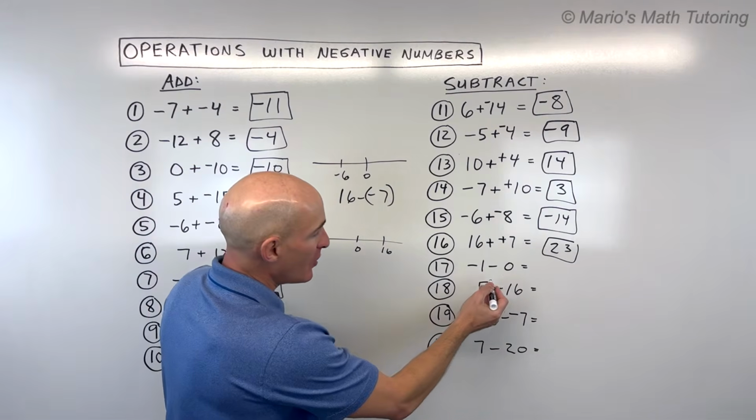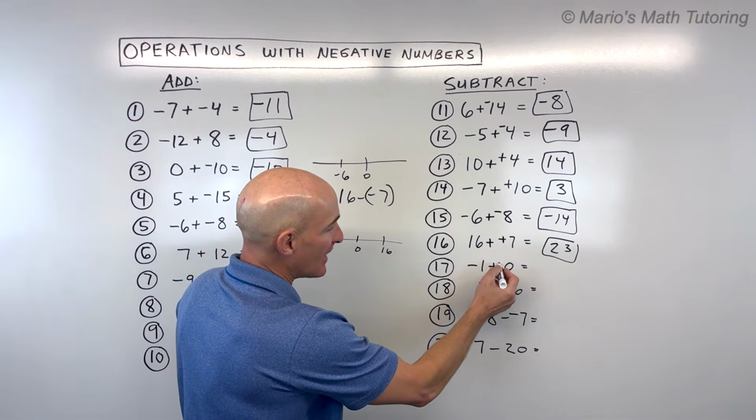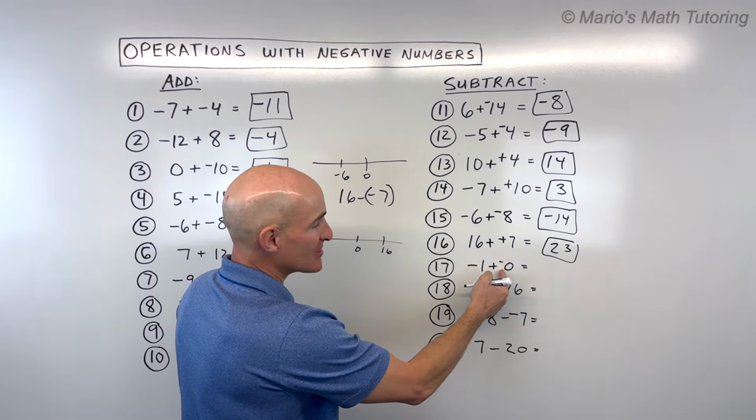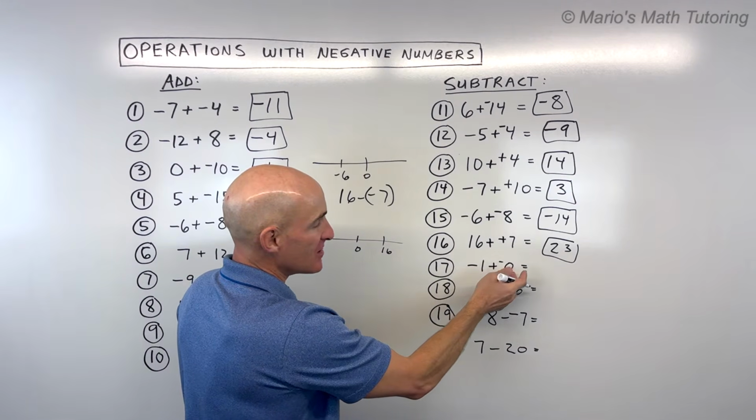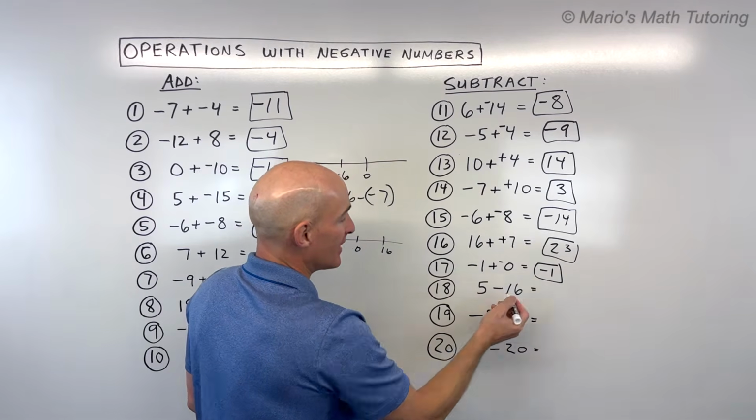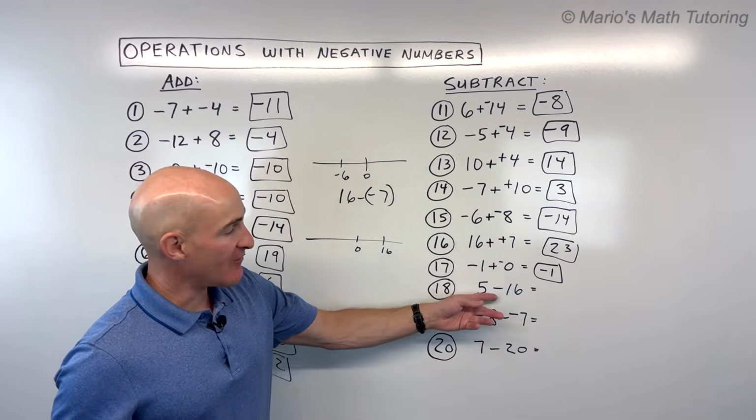This one here, -1 minus 0. Remember, subtraction is like adding the opposite. You really can't have a -0, it's just 0. So -1 plus nothing is -1. Okay. Number 18, we've got 5 minus 16.